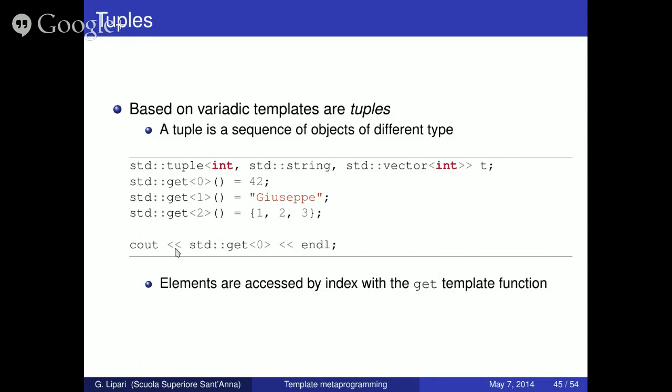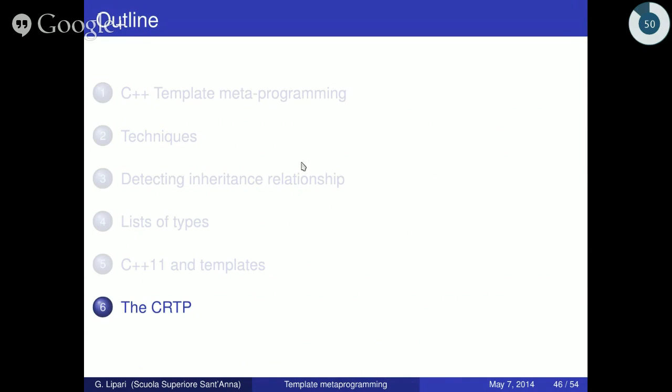Okay, and of course you can print, you can assign, you can do whatever you want. Here I missed the parentheses, sorry. Okay, so variadic templates and lists of types.